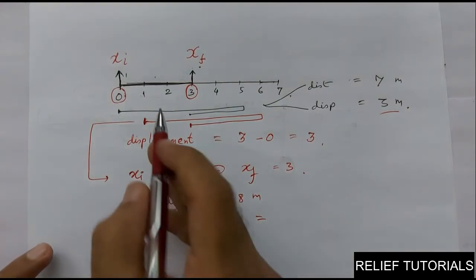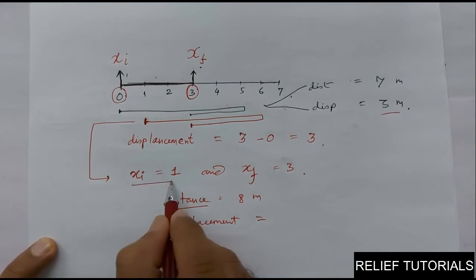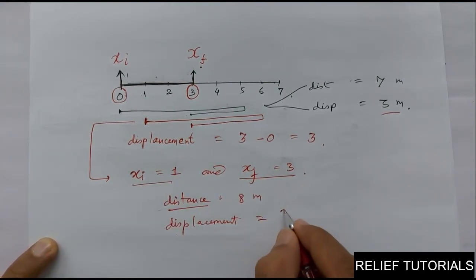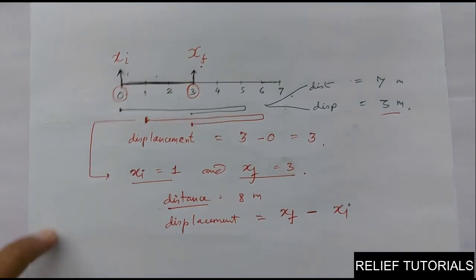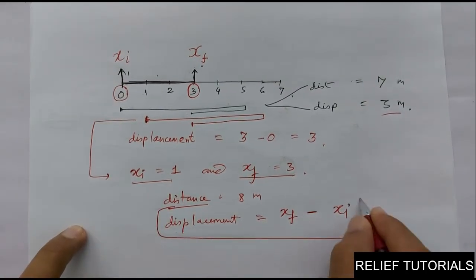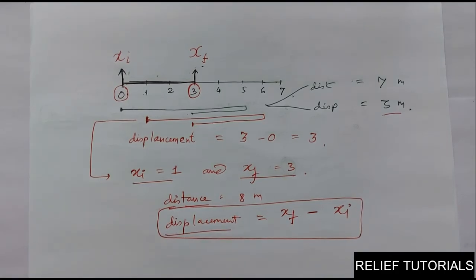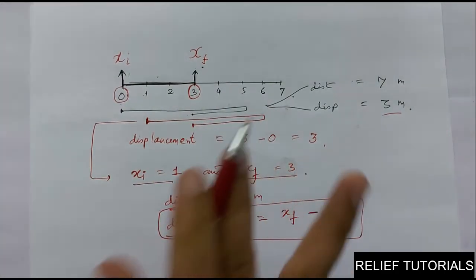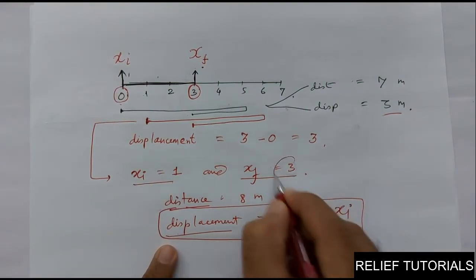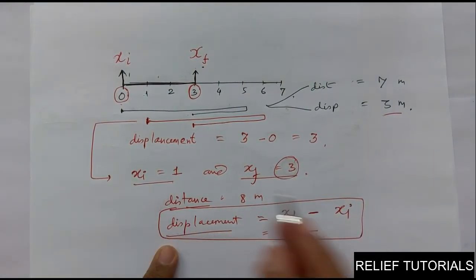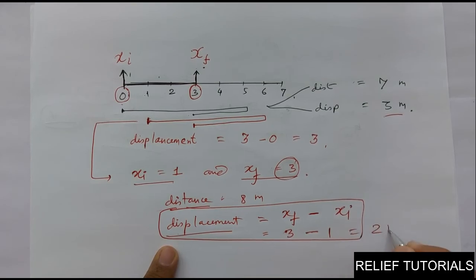Okay, so what is their initial position? Initial position is 1 and final position is 3. So you have to subtract final position minus initial position. So this is the formula for displacement for such type of examples only. The concept is same, the straight distance between the 2 points. So XF minus XI. So what is XF here? In this you have XF is 3 minus initial position is 1. So 2 meter is your displacement.